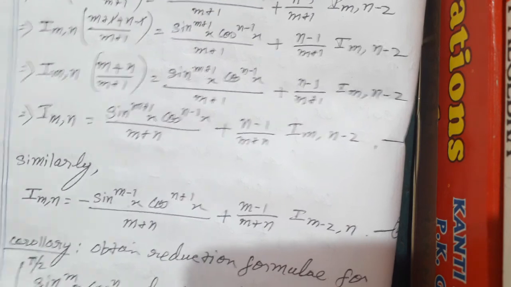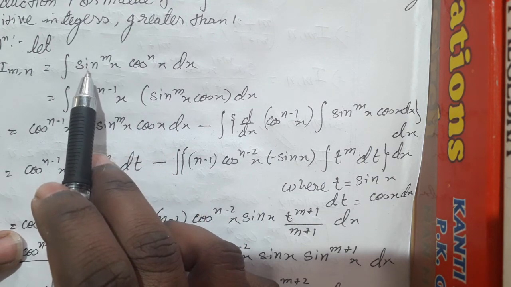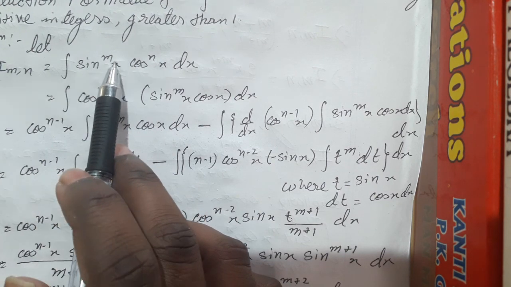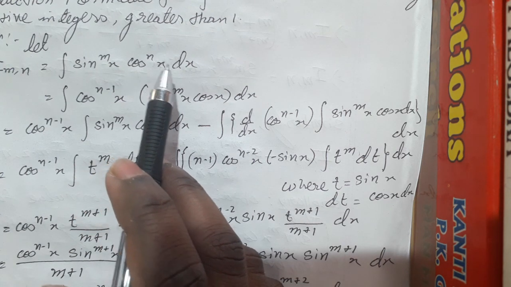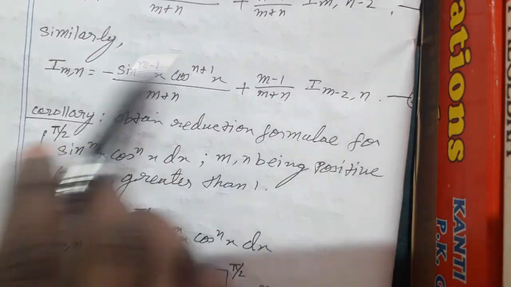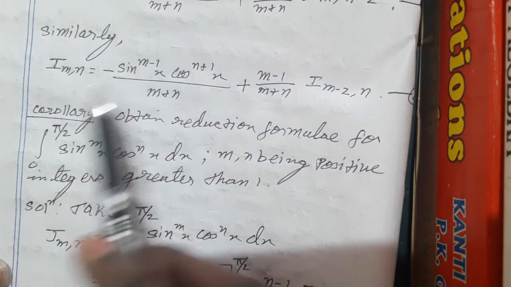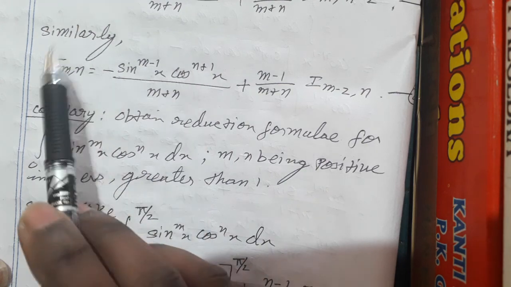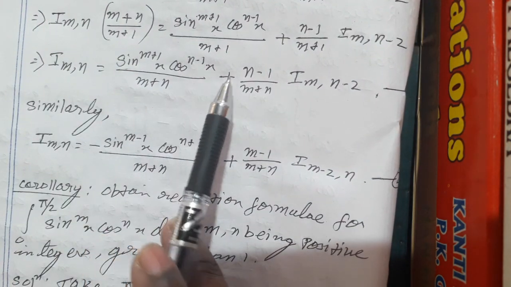Similarly, if we convert in different forms, here I have applied it for cos. If I do the same thing for sin, taking sin^(m-1) x into sin x cos^n x dx, then we get the reduction formula to be this. So we are going to use both. This is the reduction formula for the same thing, but in the other form; the first one we obtained by taking cos^(n-1) x into cos x.